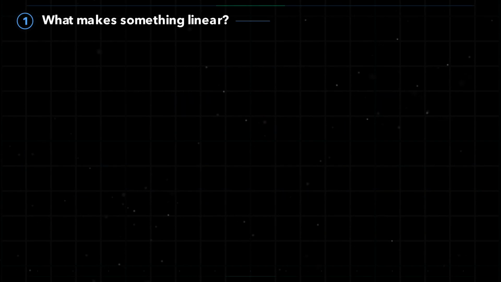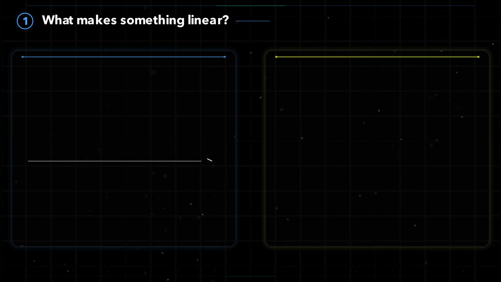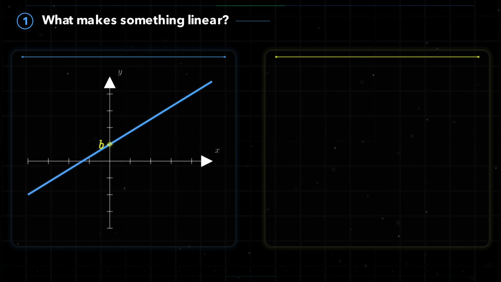So let's start with the most important question. What does it actually mean for something to be linear? A relationship is linear when it changes at a constant rate. That means every time x changes by the same amount, y changes by the same amount. On a graph, this creates a straight line.